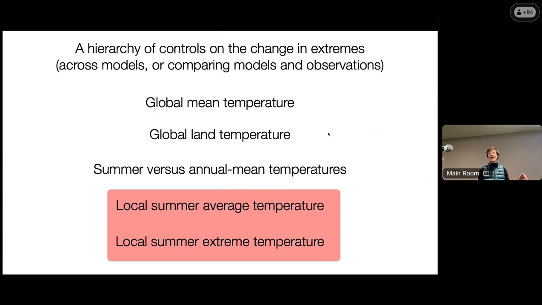So, conditional on local summer average temperatures, are extremes warming in a way that's consistent with those averages, or are they warming in a way that is inconsistent, suggesting some type of change in variability, like Eric alluded to in his introduction? But that's not to say that these other parts of the hierarchy are not important, and indeed, this is another challenge across the literature: if you think about this as a regression problem, people often regress local extremes against one of these other things in here. So you might be comparing to global mean temperature, but in that case, I think you need to understand whether this regression depends on how land is amplified compared to ocean, or how summer is amplified compared to annual mean. All these additional questions pop up and I think are important to understand how we really get to our changes in summertime extremes.